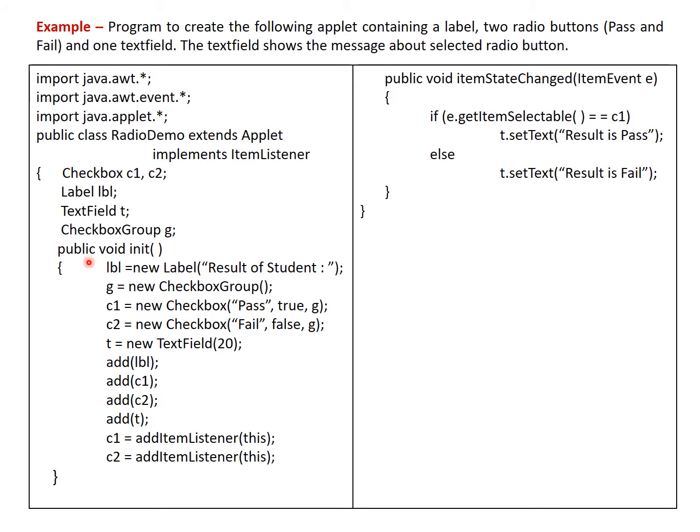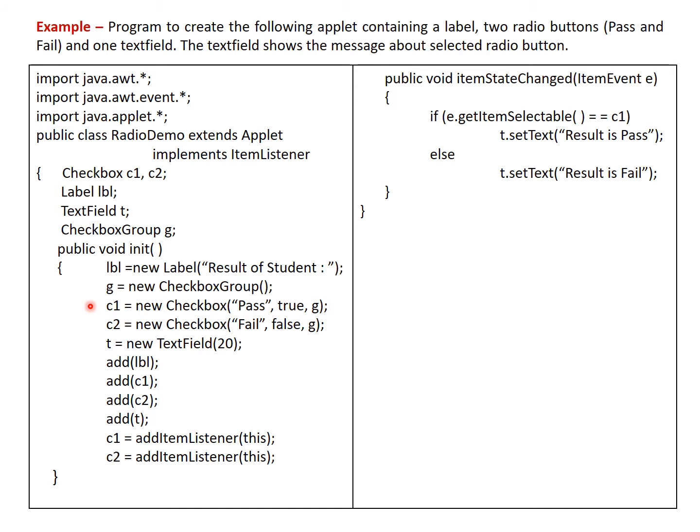In the init method, first we create the instance of the Label class, that is lbl equal to new Label "Result of student". And after this, we create the instance of the CheckboxGroup class. Then we create the instance of the Checkbox and we add that checkbox in the checkbox group g with the caption as Pass and the initial value as true. Now since the c1 checkbox is added in the checkbox group g, it automatically shows the option button or radio button instead of the normal checkbox.